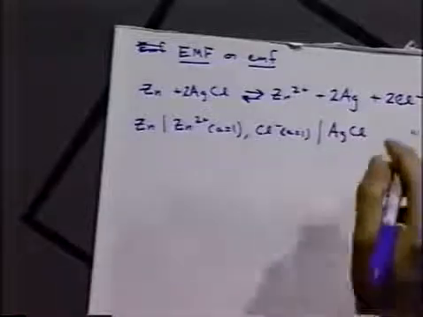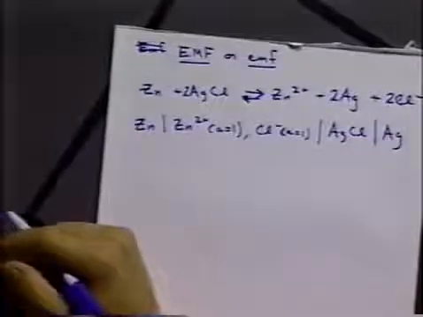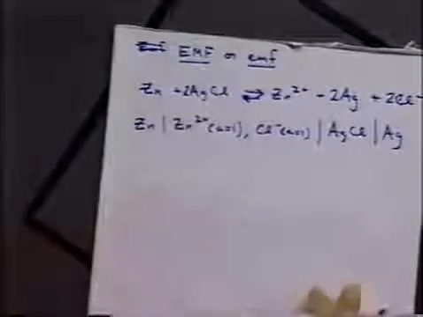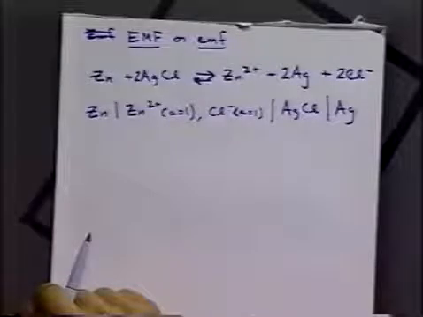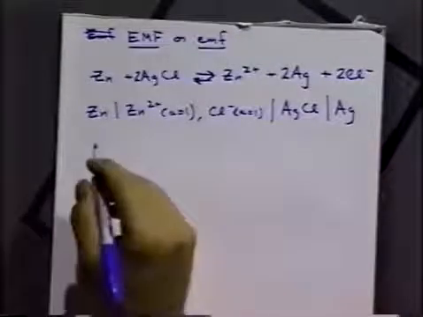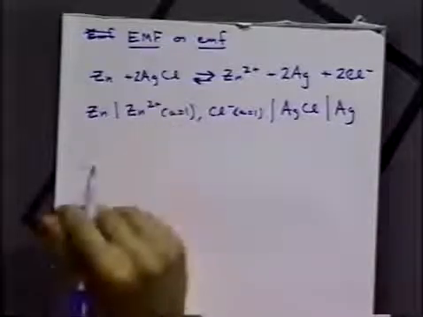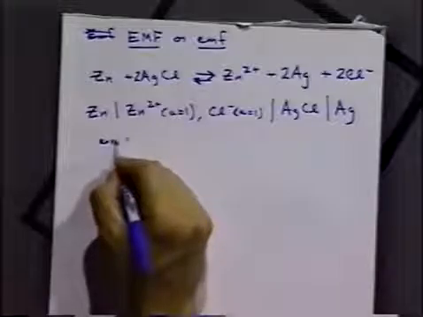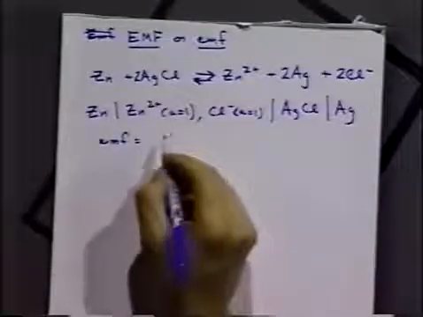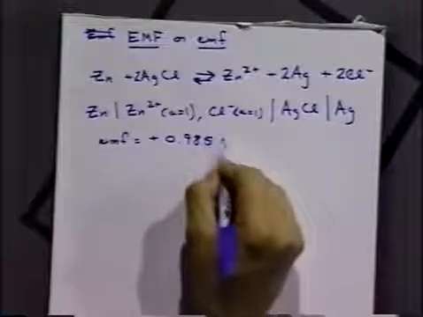with a silver chloride electrode. In other words, a silver wire with a silver chloride coating to it. And that particular cell can be written in this particular way. And as we outlined last time, we can calculate that cell potential. And if we calculate that cell potential, the EMF would be equal to plus 0.985 volts.